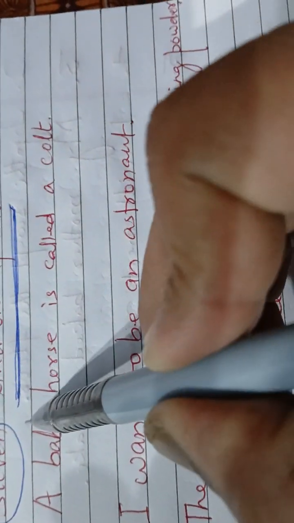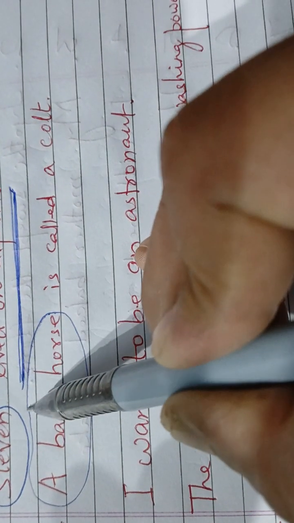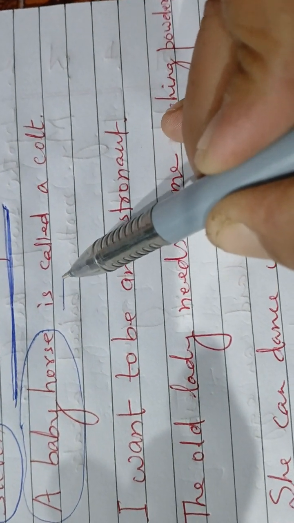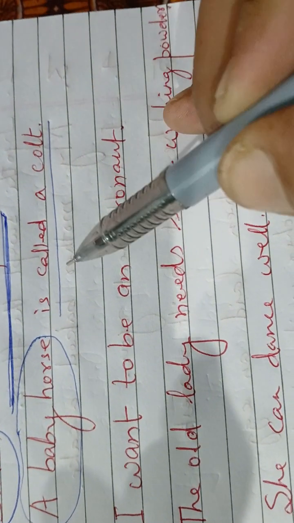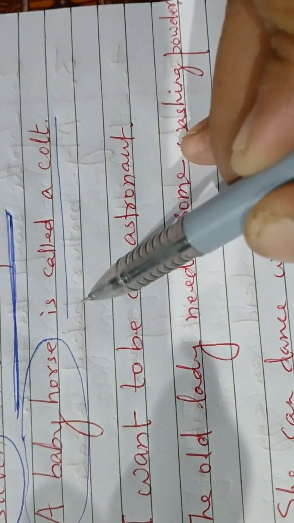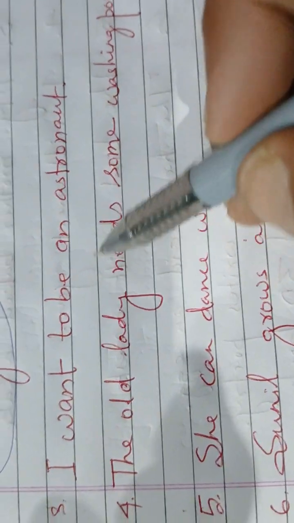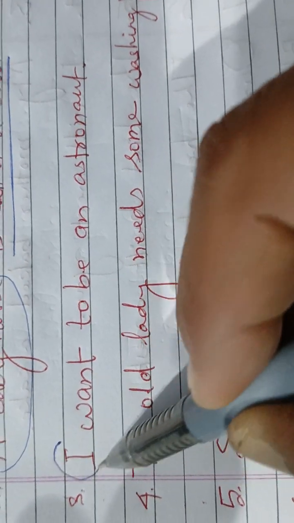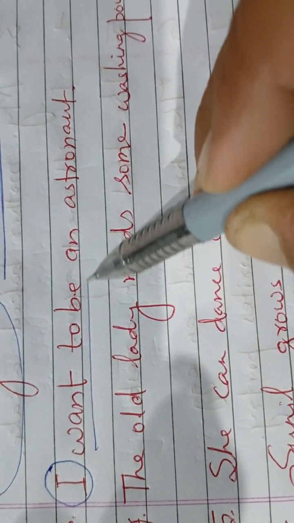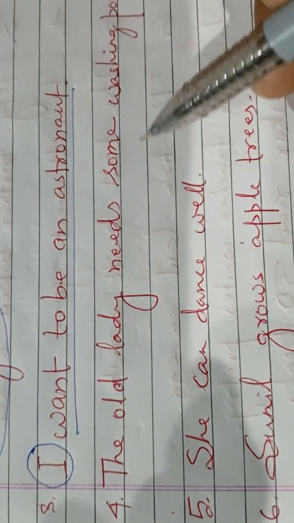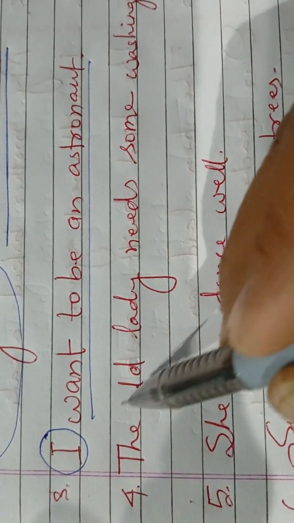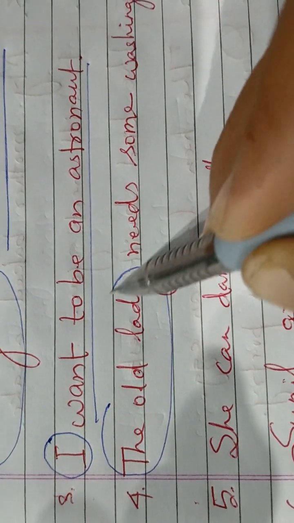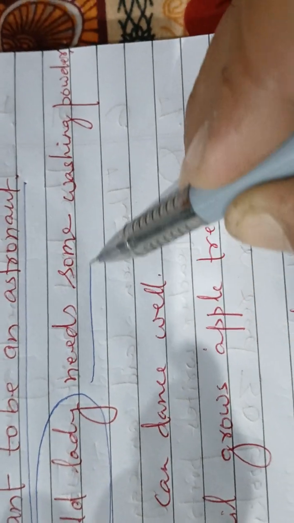A baby horse. Obviously, it is the subject, so it is encircled. And this part is predicate. That is called a colt. It is the predicate of this very sentence. Third, I want to be an astronaut. Here, I is the subject and want to be an astronaut is the predicate. The old lady needs some washing powder. Here the subject is the old lady and predicate is needs some washing powder.